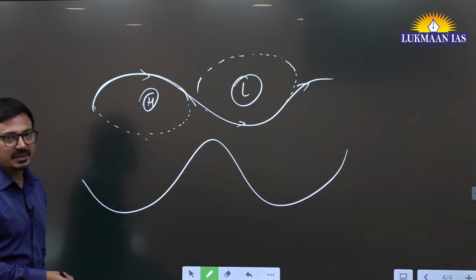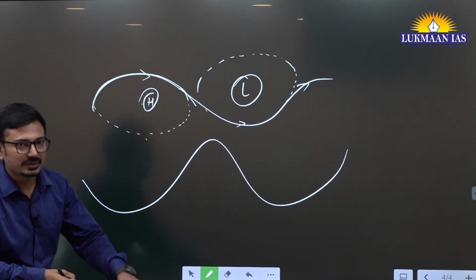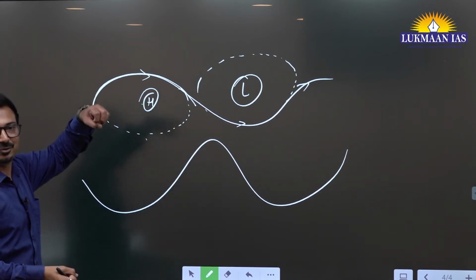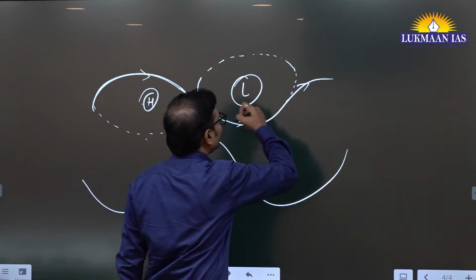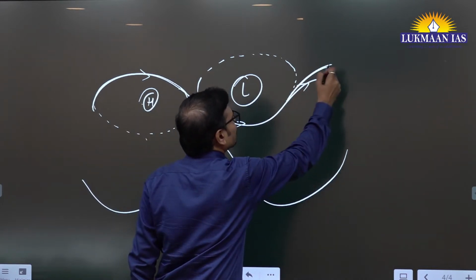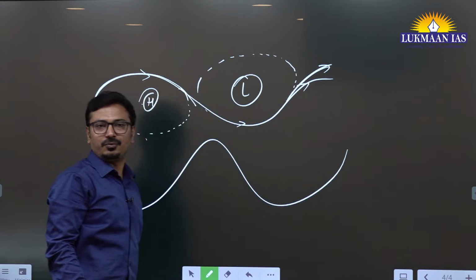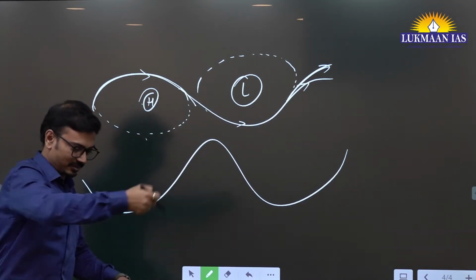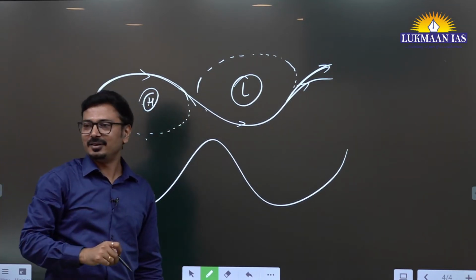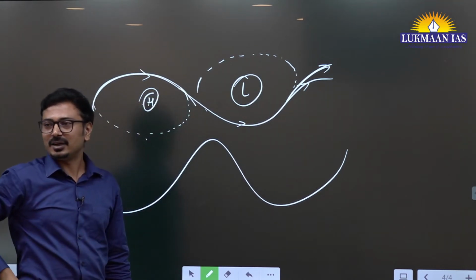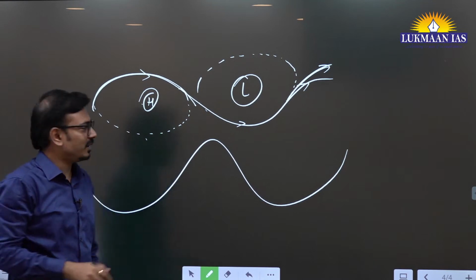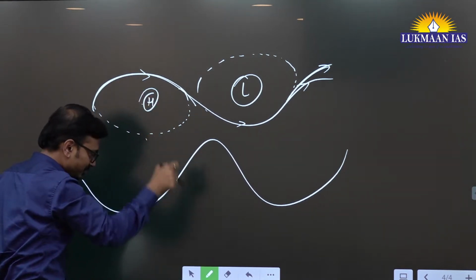When there is low pressure in the upper atmosphere, it will try to suck out the wind from the bottom, that is from the surface, and that wind will try to move out. A funnel effect is created. The wind will go out, rotating like this, and that's why there is low pressure.